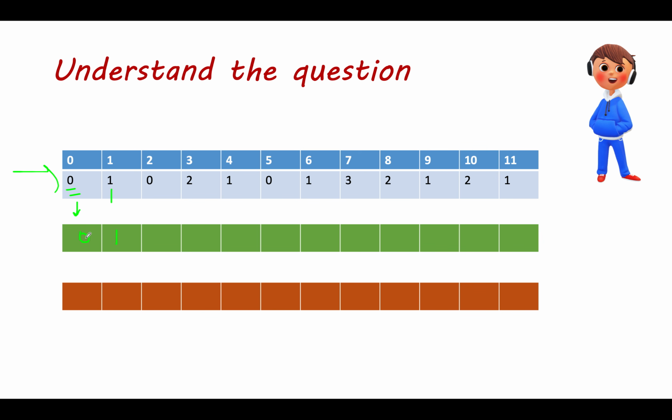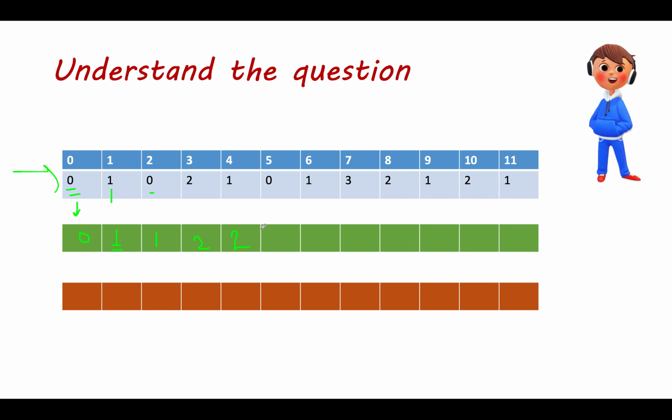1 is higher than the previous value, so 1 gets filled in. Next we have 0, so 1 gets filled in because the previously computed value is greater than the current value. Next we have 2, 2 gets filled in. Next we have 1. Again, out of 2 and 1, 2 is greater, so 2 gets filled in.